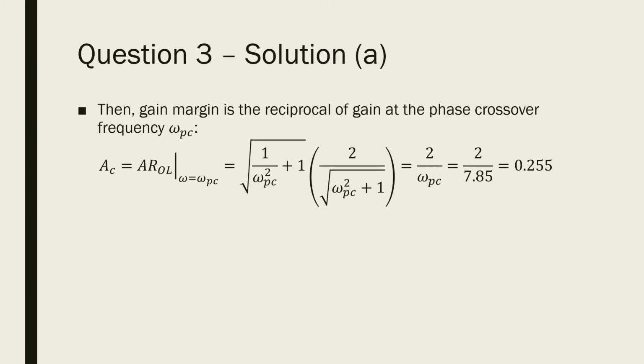Having computed the phase crossover frequency, we can compute the gain margin as the reciprocal of the gain at the phase crossover frequency. This gain is calculated to be 0.255, and therefore the gain margin is taken as the reciprocal of AR_C, which is 3.93.